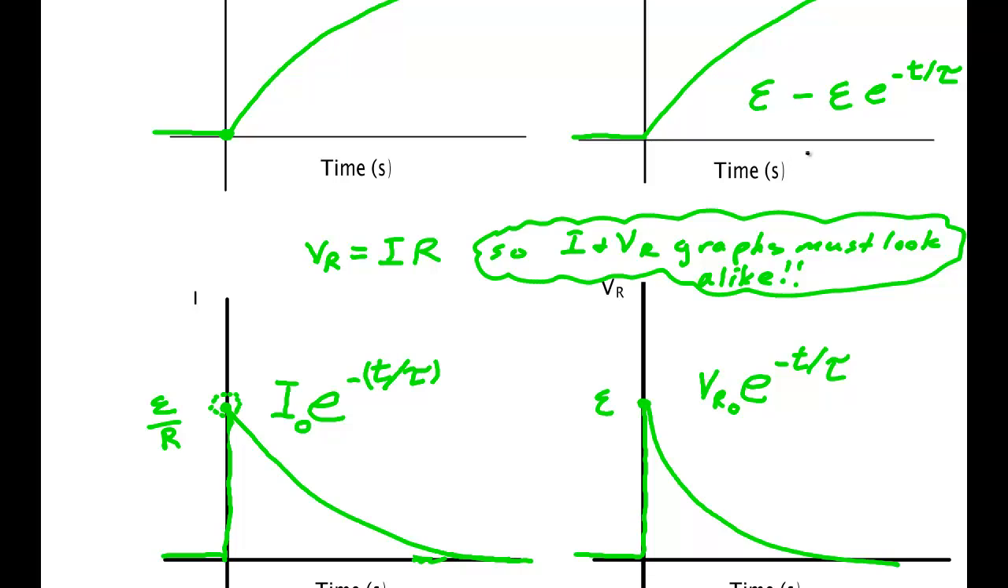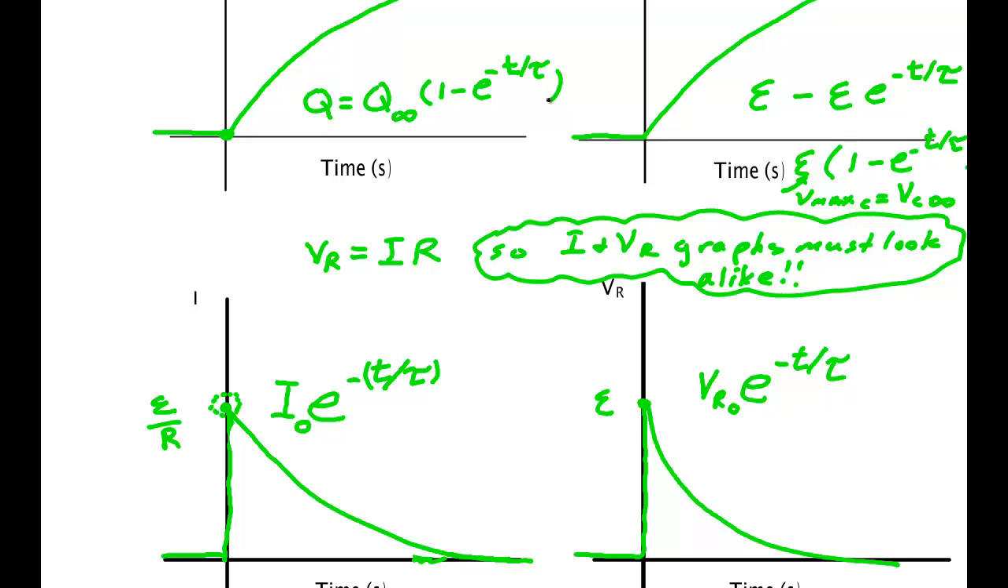Well, you can factor the epsilon out. So it looks like 1 minus e to the minus t over tau. Where this is the maximum voltage across the capacitor, or put another way, it's V_C infinity when it's fully charged. Likewise, this has a similar formula. Q would have to be equal to Q at infinity times 1 minus e to the minus t over tau.